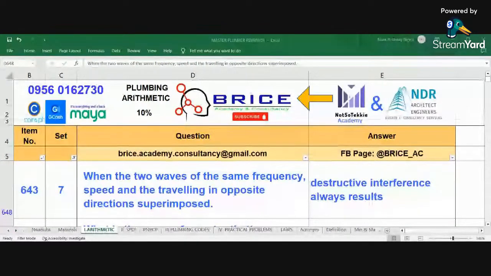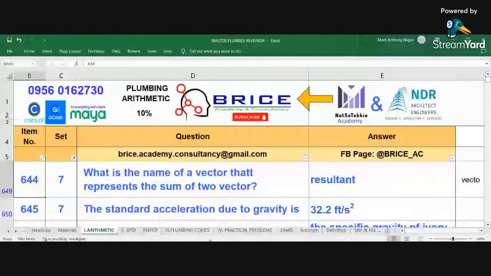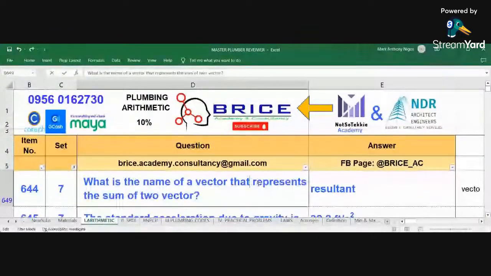644. What is the name of a vector that represents the sum of two vectors? The answer is resultant. What's the name of a vector that represents the sum of two vectors? Answer is resultant. 645. Tapos na siya.